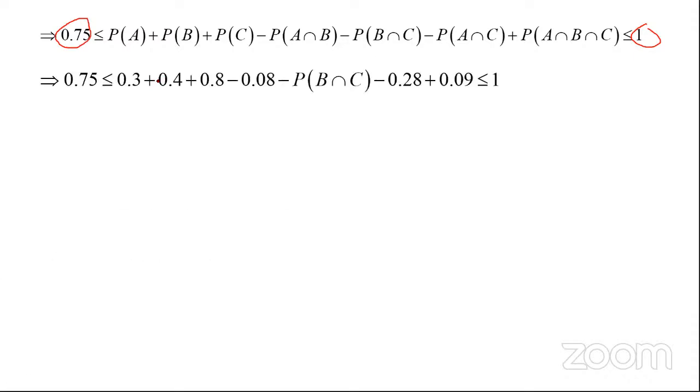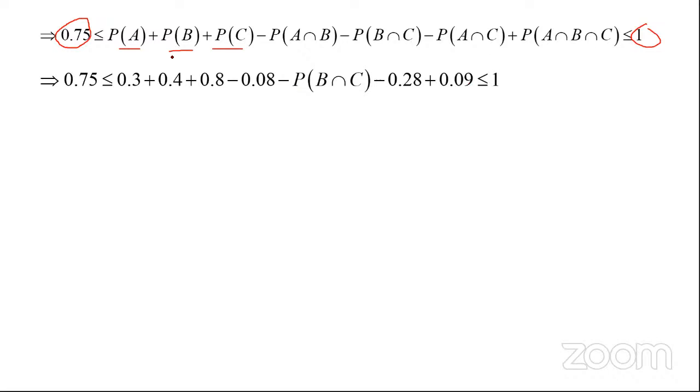0.75 is less than or equal to 0.3 plus 0.4 plus 0.8, minus P of A intersection B, P of B intersection C, and P of A intersection C, plus P of A intersection B intersection C. P of A value is 0.3, P of B value is 0.4, and P of C value is 0.8. P of A intersection B value is 0.08. P of A intersection C value is 0.28. P of A intersection B intersection C value is 0.09.